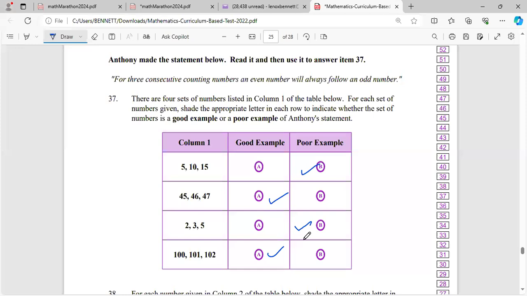Do we agree? Yes, sir. So once they're counting, an odd number is followed by an even number, etc. You're correct. Good job.